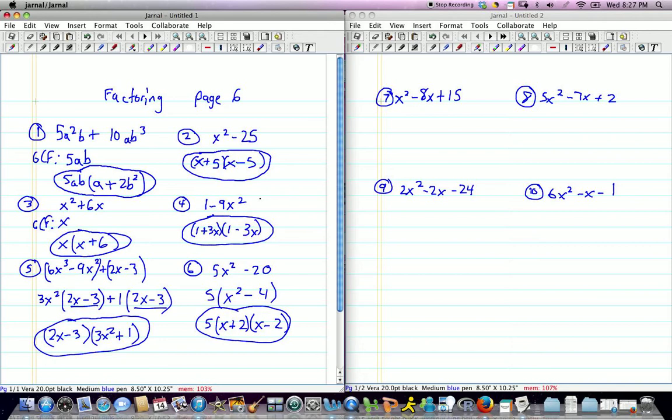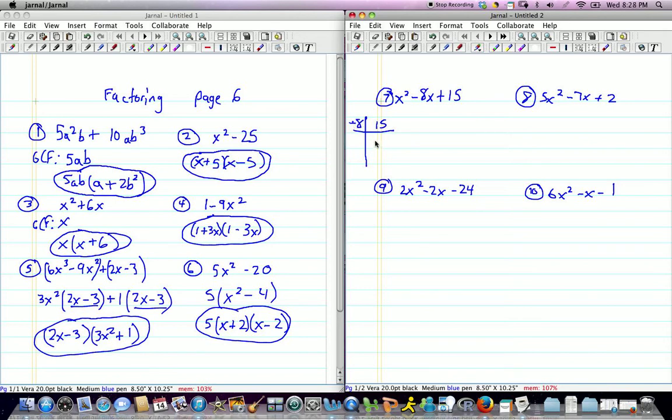If you look at 7, 7 does not have a GCF. It also does not have two terms, so it can't be difference of squares. It has three terms. So this is just going to be basically our guess and check model. So what we're going to do is we're going to make a little table over here. We're going to look for two numbers that multiply to give me 15, and they must add to give me the middle number, which is negative 8.